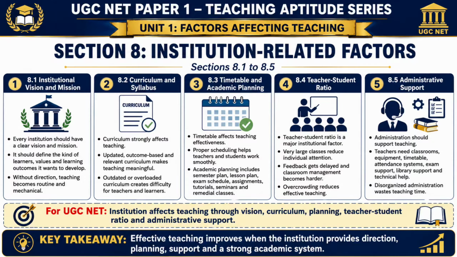8.4 Teacher-student ratio. Teacher-student ratio is a major institutional factor. If one teacher has too many students, individual attention becomes difficult, feedback becomes delayed, classroom management becomes harder. This connects with the learning environment point that overcrowded classes reduce effective teaching.